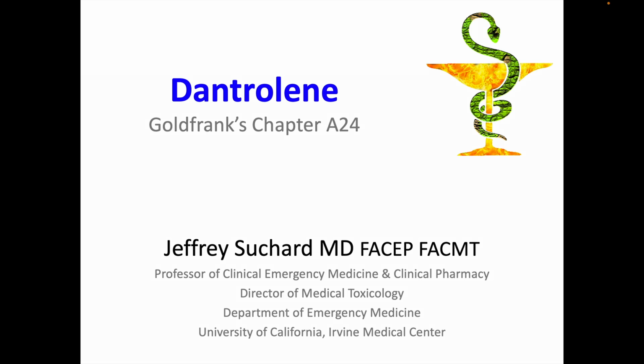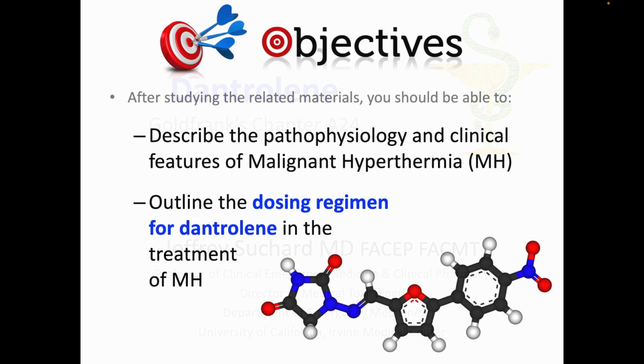The topic of this video discussion is Dantrolene, corresponding to Antidotes in Depth Chapter A24 in Goldfrank's Toxicologic Emergencies. The learning objectives for this session are that you'll be able to describe the pathophysiology and clinical features of malignant hyperthermia, but you'll notice that nothing's in blue or bolded, so this is the less important objective. And that you can also outline the dosing regimen for Dantrolene when used as antidotal therapy for malignant hyperthermia.